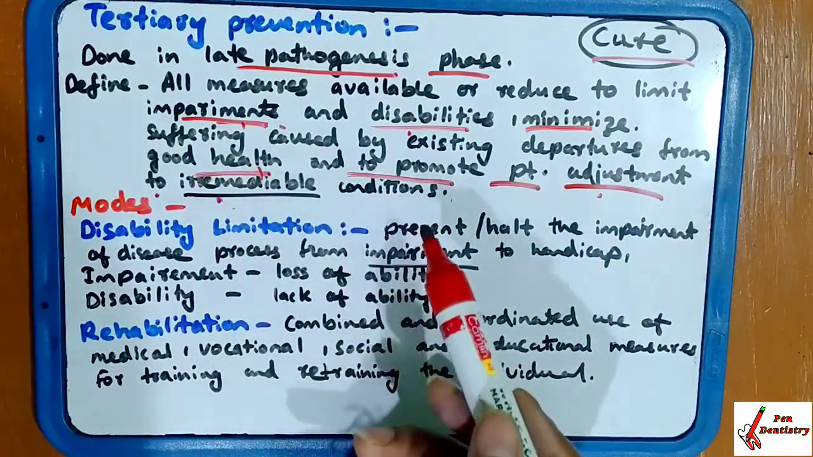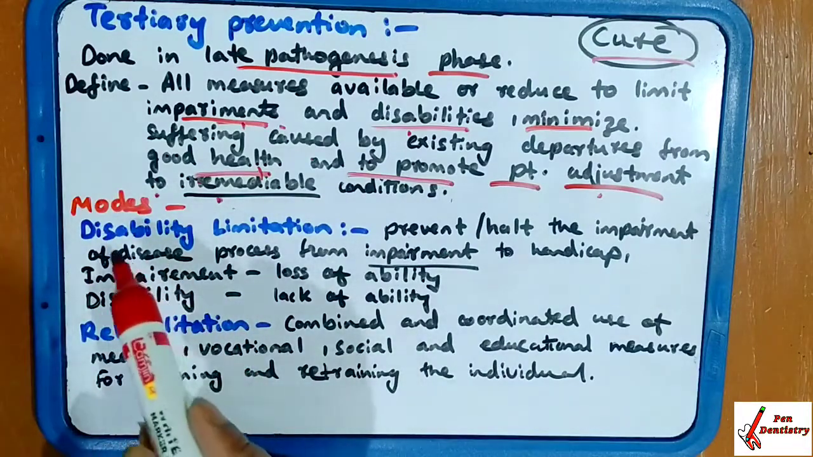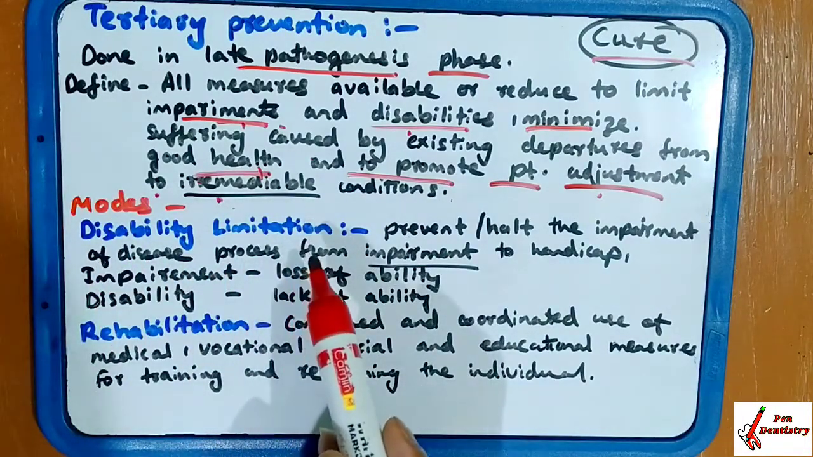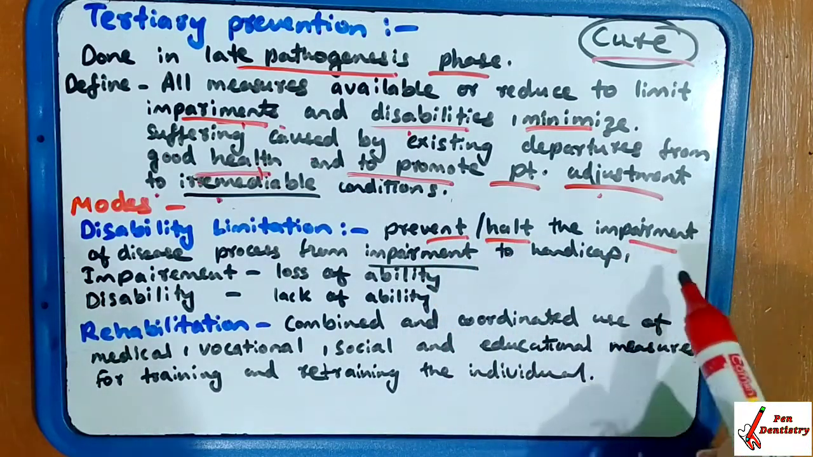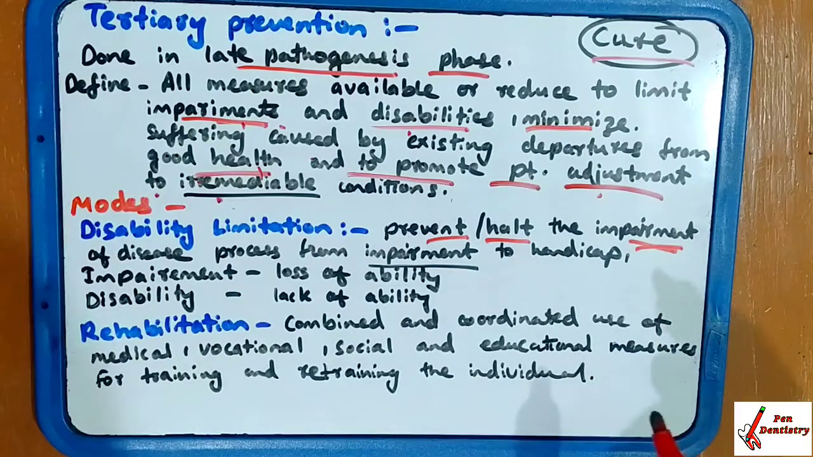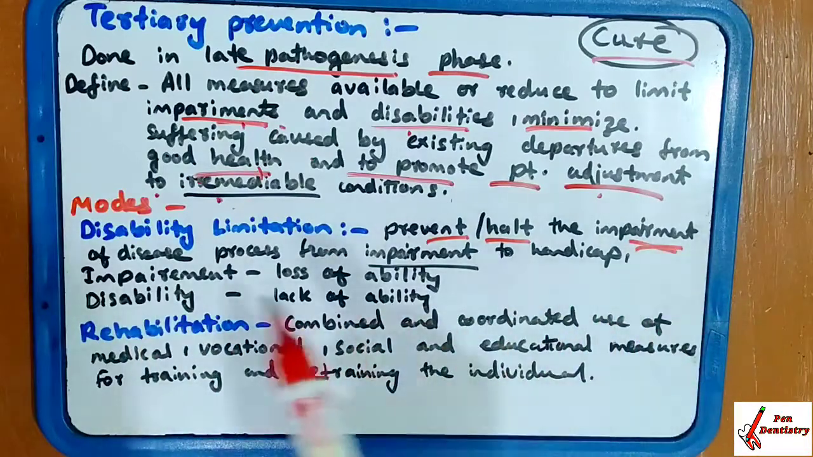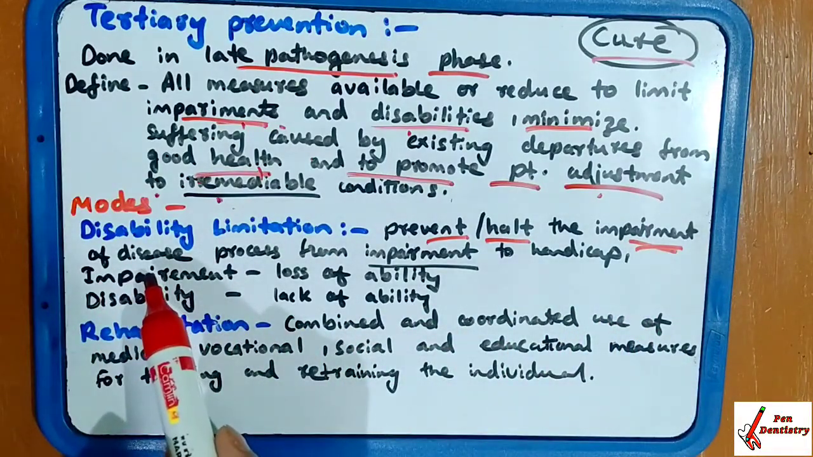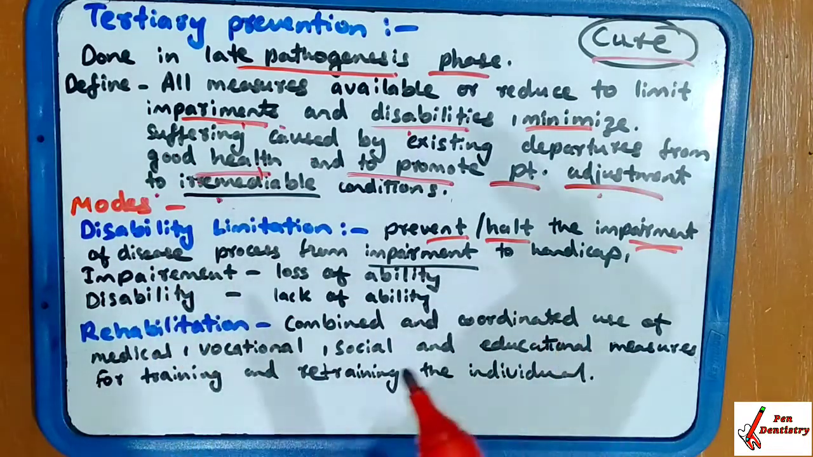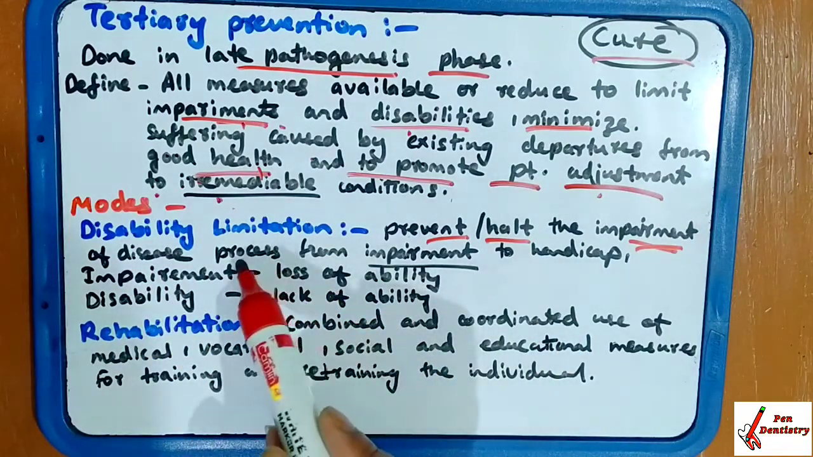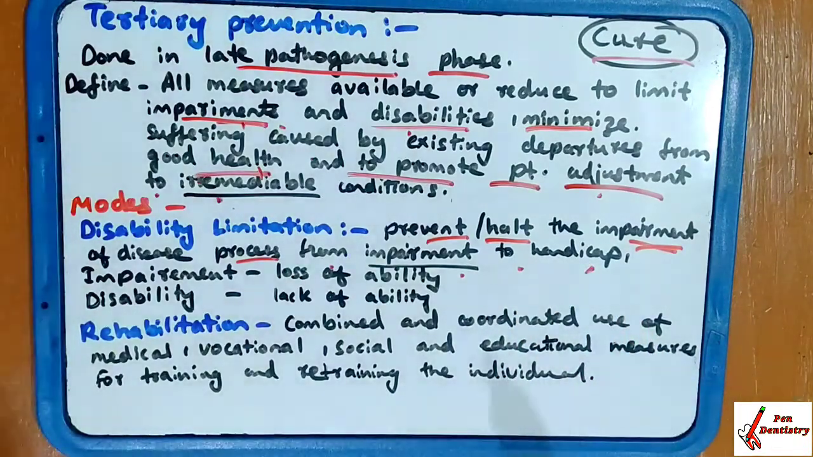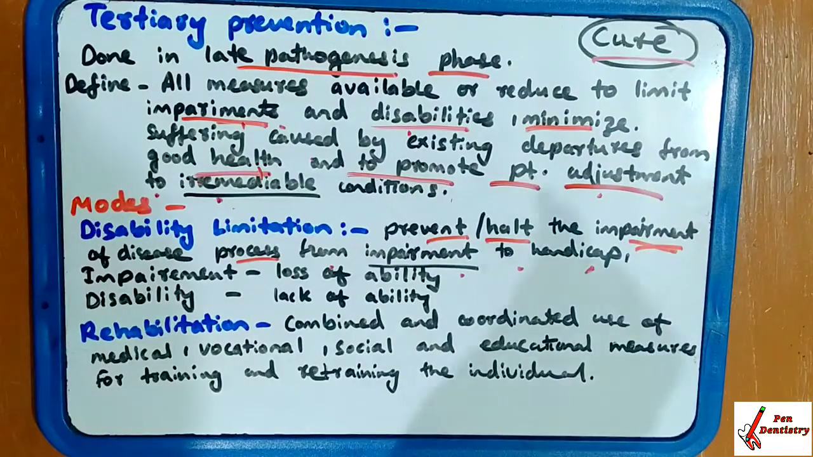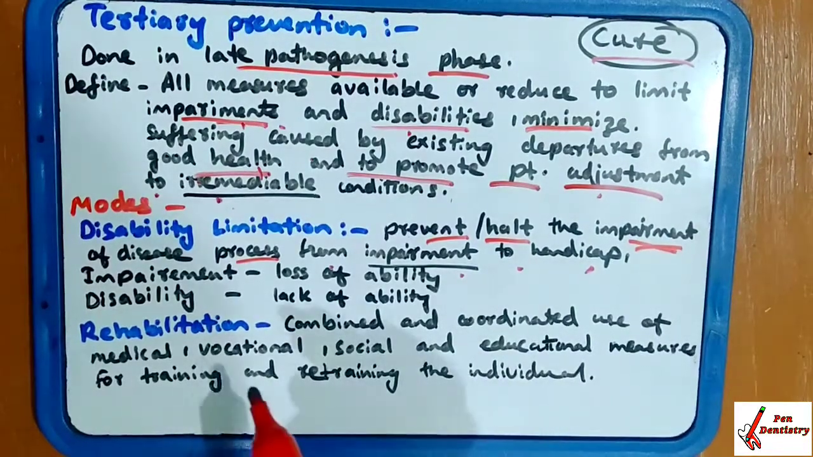The modes of tertiary prevention are disability limitation and rehabilitation. Disability limitation means you are going to prevent or halt the impairment. That means when loss of a limb or loss of vision is going on because of the disease, you are going to limit the process of impairment leading to handicap. If something is happening because of the disease, you are going to stop it from further impairment.